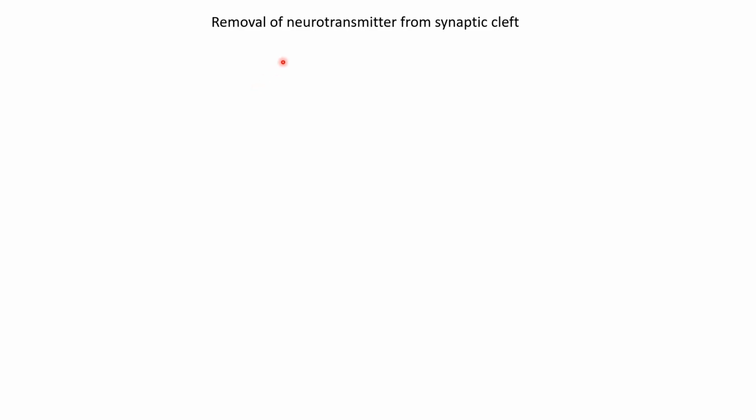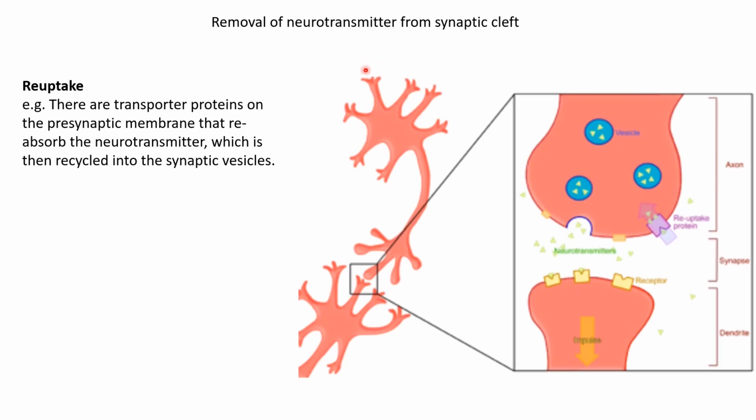Only then will we be able to have a precisely timed communication between the two neurons. So there are a few mechanisms by which neurotransmitters are cleared up from the synaptic cleft. One of these mechanisms is reuptake. After the neurotransmitter is released, there are ways in which it can be reuptaken back into the axon terminal. This happens through specialized proteins present on the membrane, the transport proteins or reuptake proteins, which move the neurotransmitters back into the neuron.